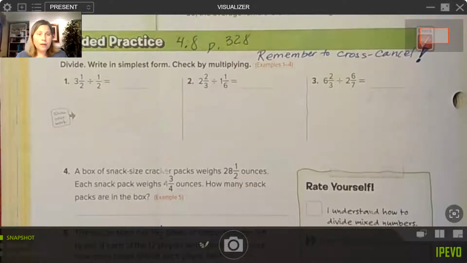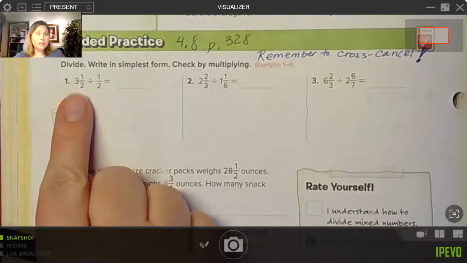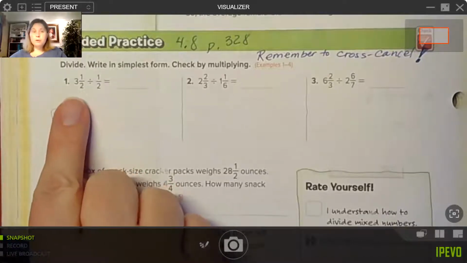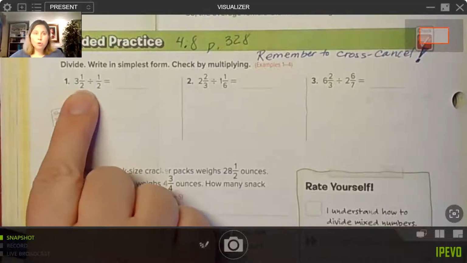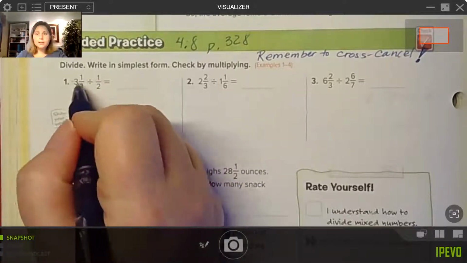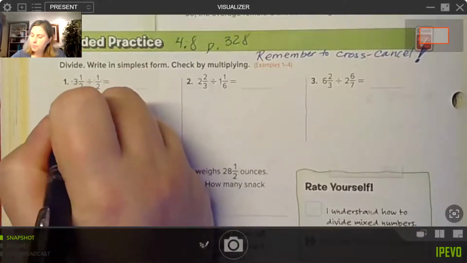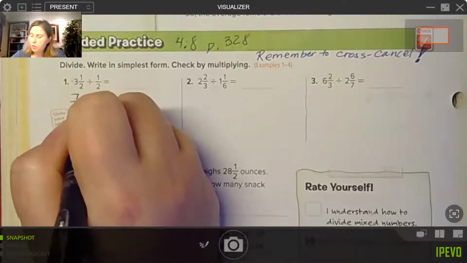Number one, we have 3 1/2 divided by 1/2. So we cannot do multiplication or division with a fraction when we have that mixed number. So we need to change the mixed number to an improper fraction. To change that to an improper fraction, we multiply the denominator times the whole number and then add the numerator. So 2 times 3 is 6, plus 1 is 7. So this will be 7 halves. And then divide by 1/2.